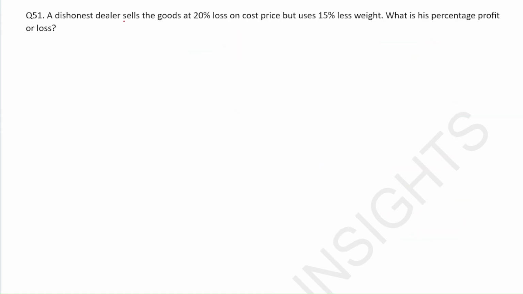A dishonest dealer sells the goods at 20% loss. So this is a similar question. You try to do it by yourself first. And then he sells by using a weight less than 15%. So we have to find whether it is profit percentage or loss percentage. So 20% loss means if the cost price is 100, then the dealer is selling at 80. So that means converting to the simplest form, this will be 4 by 5.